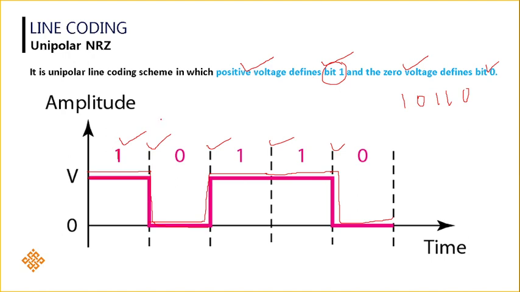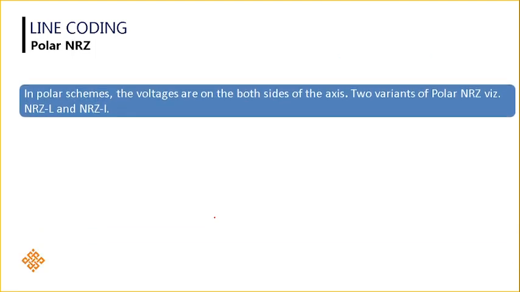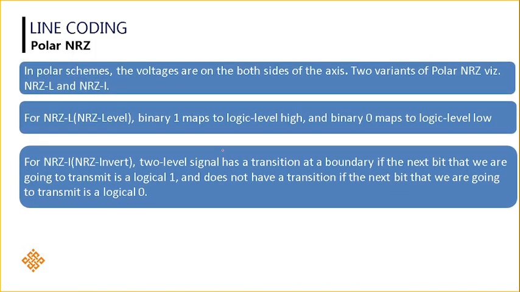It's very simple. Whenever there is a bit 1, go for high voltage, that is positive voltage. Whenever there is a 0, go to a 0 voltage. This is what we call the unipolar non-return zero technique. So coming to polar non-return zero, we have two types in that.